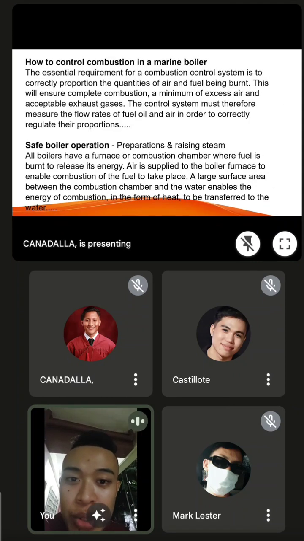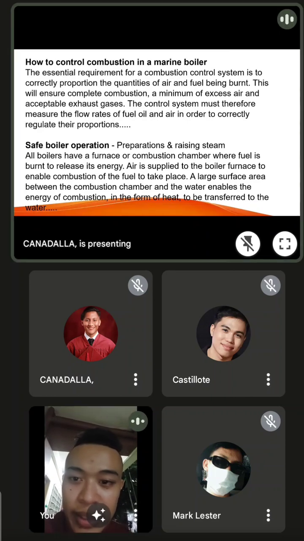How to control combustion in a marine boiler. The essential requirement for a control system is to correctly proportion the quantities of air and fuel being burned. This ensures complete combustion, a minimum of excess air and acceptable exhaust gases. The control system must therefore measure the flow rates of fuel oil and air in order to correctly regulate their proportions.